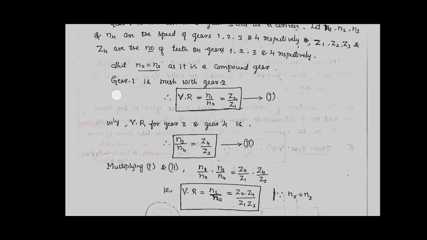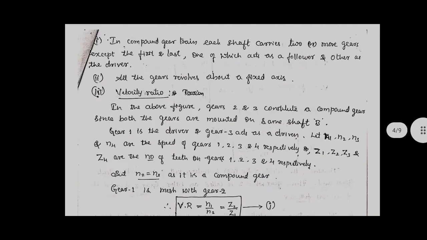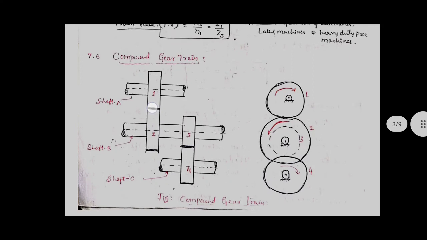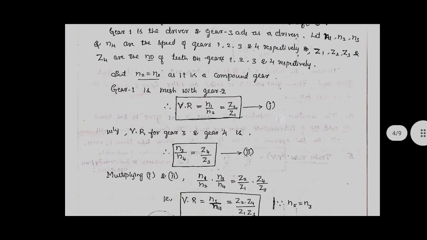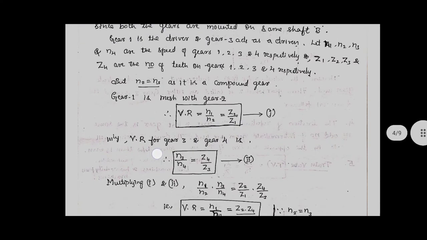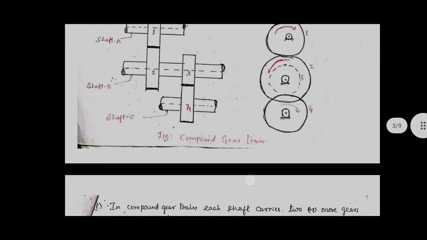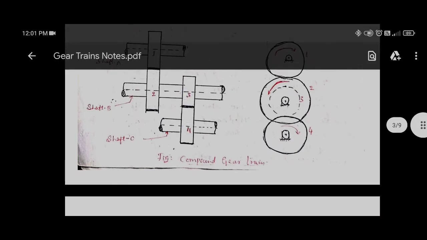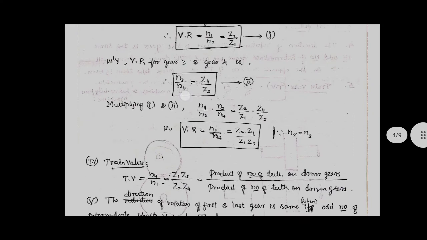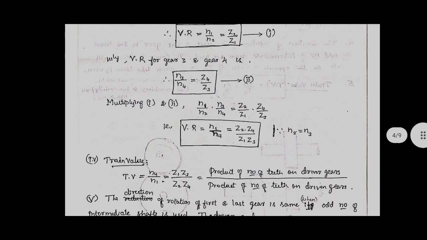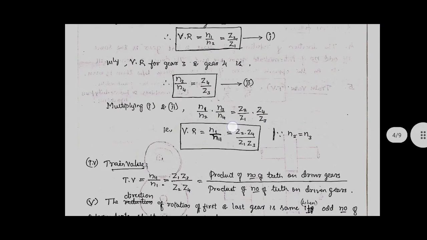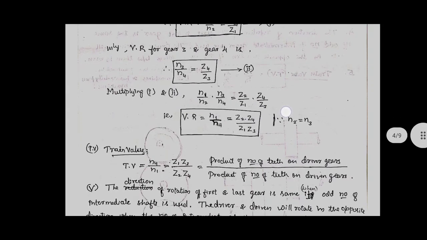Gear 1 is meshing with gear 2, as you can see in the diagram, so we can take the velocity ratio of these two gears: N1 by N2 is equal to Z2 by Z1. Next, gear 3 is meshing with gear 4, so N3 by N4 is equal to Z4 by Z3. Multiplying these two equations, we get N1 by N2 into N3 by N4 is equal to Z2 by Z1 into Z4 by Z3.